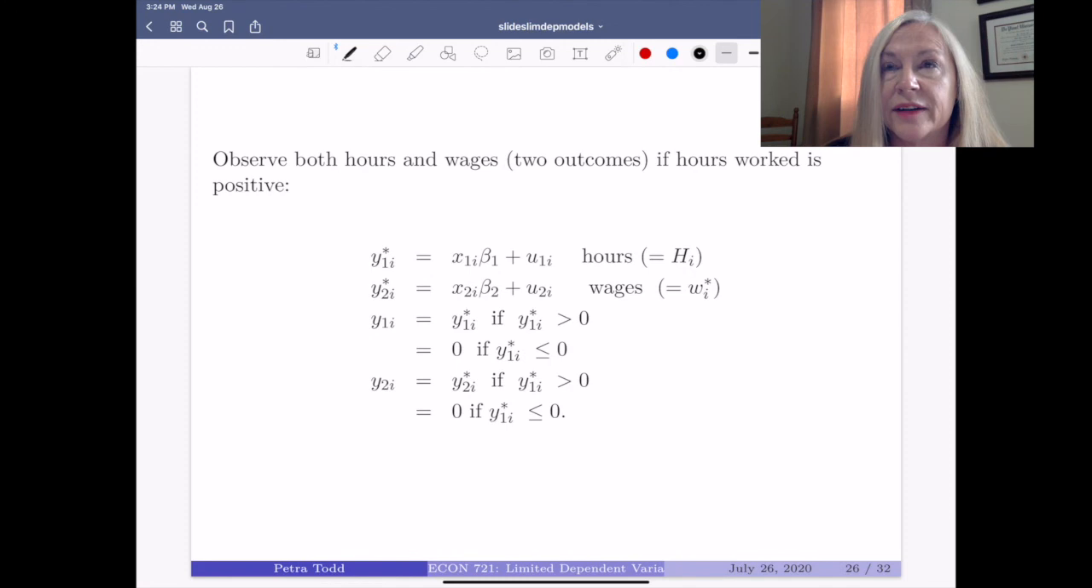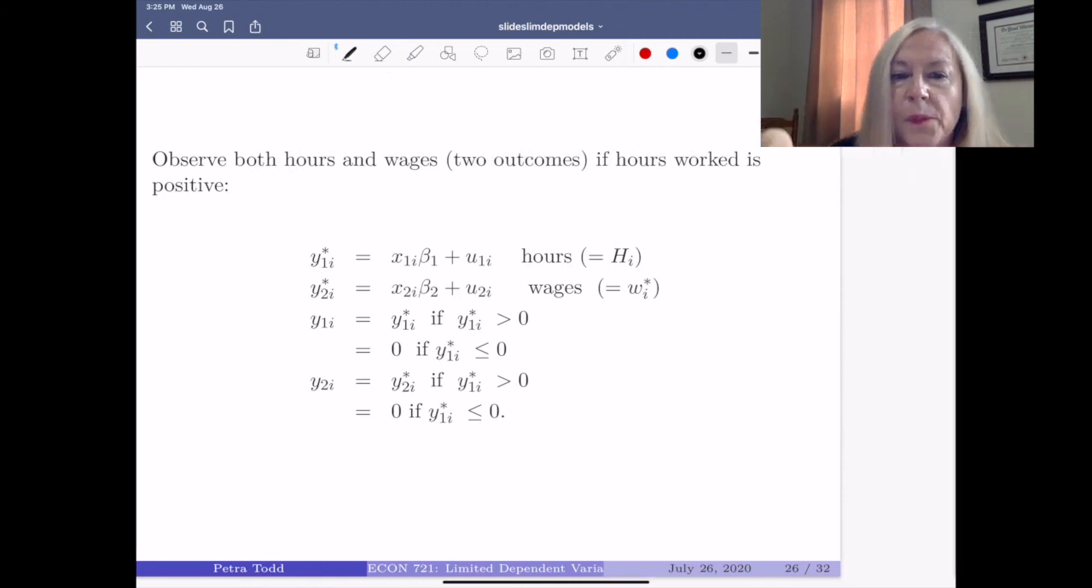So we observe both hours and wages. We observe two outcomes based on whether the wage is greater than or less than the reservation wage. So Y1 is the same, Y2 is the same, but now we partially observe hours. If they're working, you see Y1 and you see Y2. And if they're not working, then all you see is that they're not working.